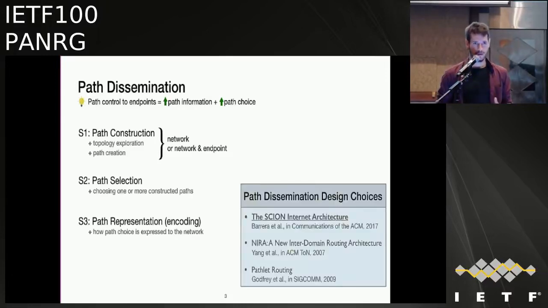So in the remaining presentation, I will talk about design choices about path dissemination, focusing on Scion, which is a security-oriented path-aware internet architecture. And then I will talk about the design choices made in other prominent research proposals in the area, namely NIRA and pathlet routing.